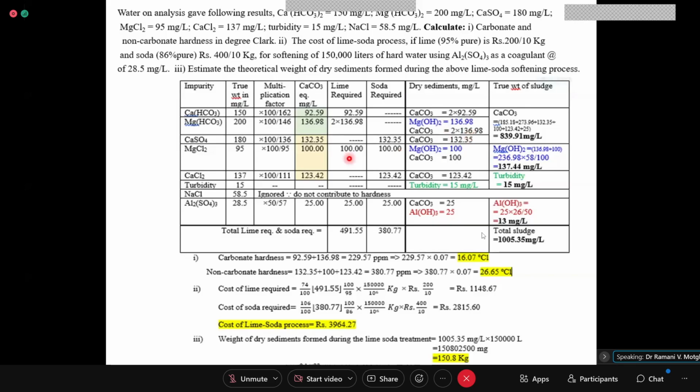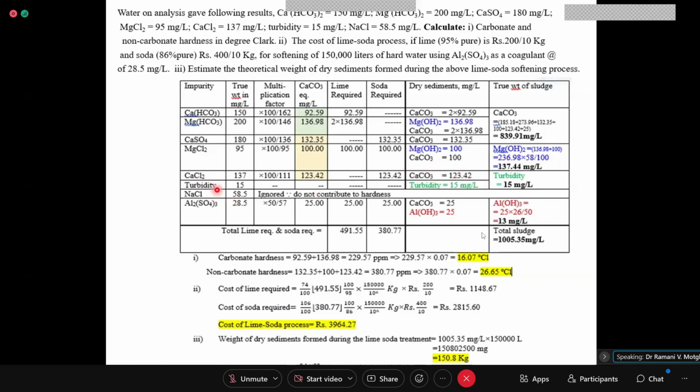Okay. Then when calcium sulfate is reacting, calcium sulfate will be removed by soda Na2CO3 forming CaCO3, 1 equivalent less. Okay. Then magnesium chloride will form magnesium hydroxide, and then soda will remove the calcium chloride formed, which is also forming calcium carbonate. So it is written here. So this is there. Then calcium chloride, write the reaction. You will see that it is forming calcium carbonate 123 ppm.